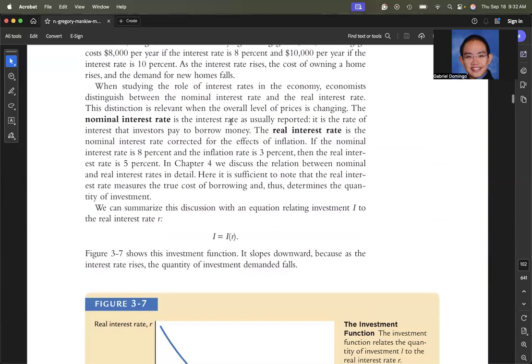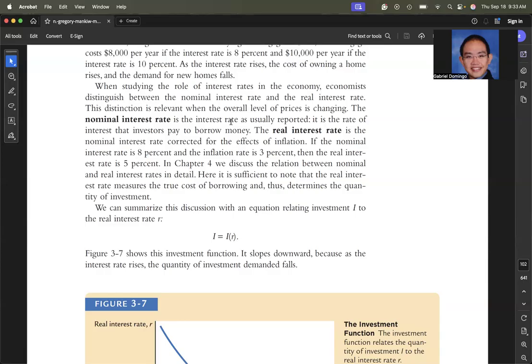All right. When studying the role of interest rates in the economy, economists will distinguish between the nominal interest rate and the real interest rate. This distinction is relevant when the overall level of prices is changing. The nominal interest rate is the interest rate that's usually reported. It's the rate of interest that investors will pay to borrow money. The real interest rate is the nominal interest rate corrected for effects of inflation.